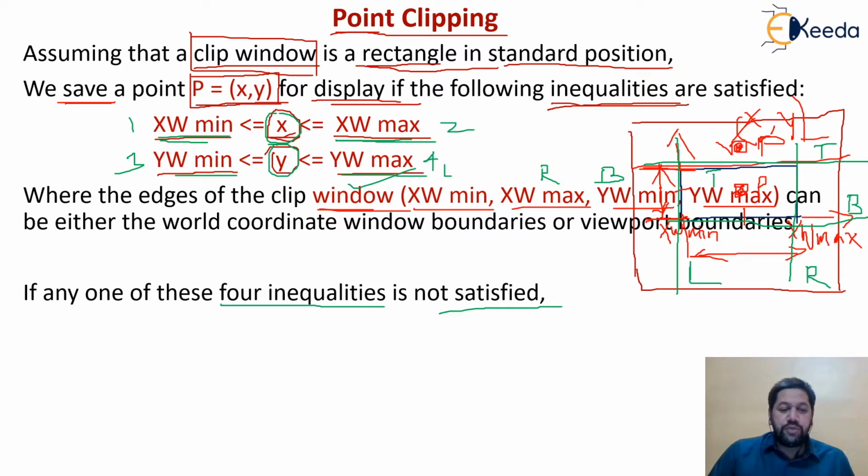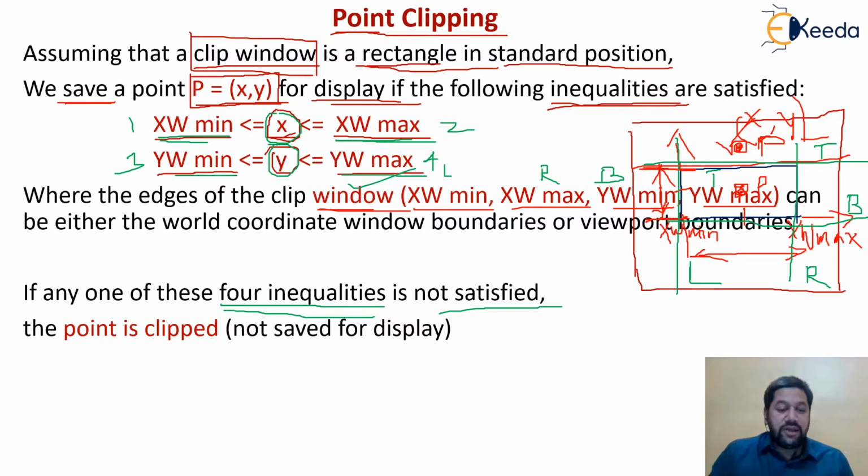If any of these four inequalities is not satisfied, then the point is clipped, because the point is outside and is not saved for display. The point is not displayed. If all the conditions are satisfied, meaning my x value is between xw minimum and xw maximum, and the y value is between yw minimum and yw maximum, then the point is saved for display. Saved means the point is displayed.